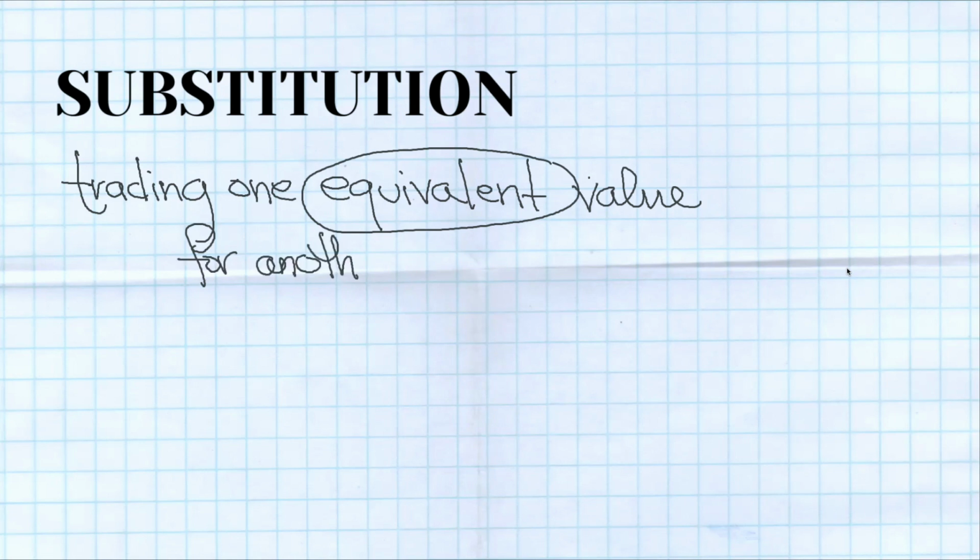And this is a huge thing that we use in math all the time. In fact, you've been using this idea of trading out one equivalent value for another, one equal thing for another, way longer than you realized. In fact, you started using it before algebra. You've probably been using it since elementary school. Let me show you an example where you probably already used substitution. You didn't even know that that's what you were doing.